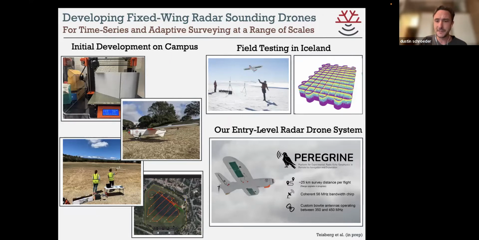So this is the Peregrine system, which you throw by hand and has a 56 megahertz bandwidth chirp. It has about 25-kilometer autonomous surveying. You just throw it, it flies in and comes back to you. And so this is the entry-level version, which does exist and has collected that data.